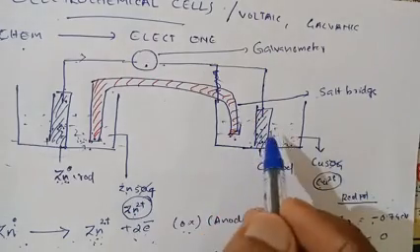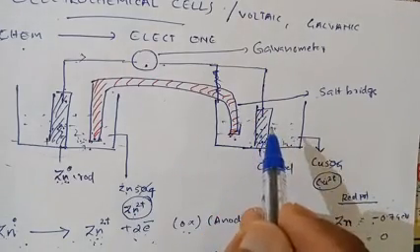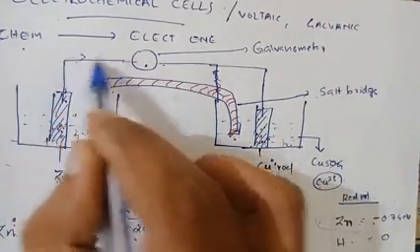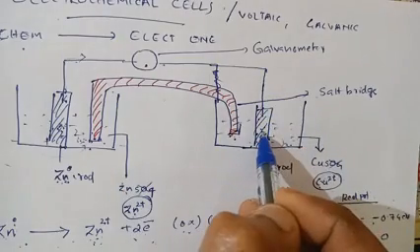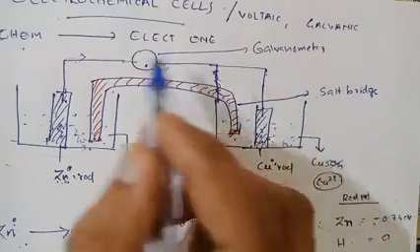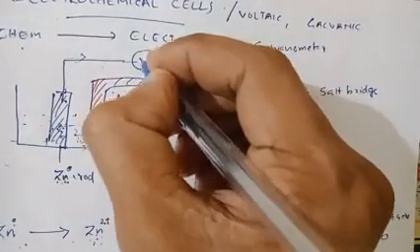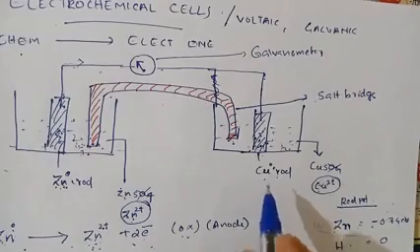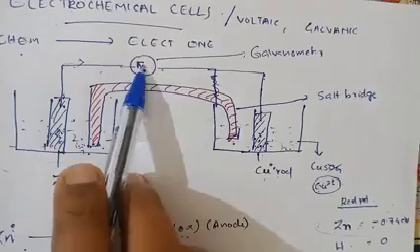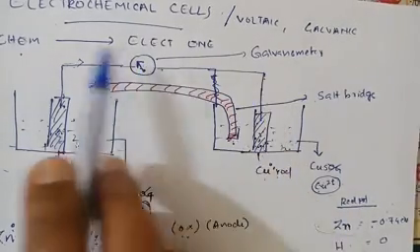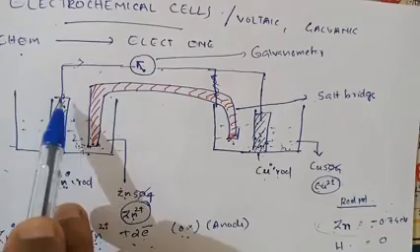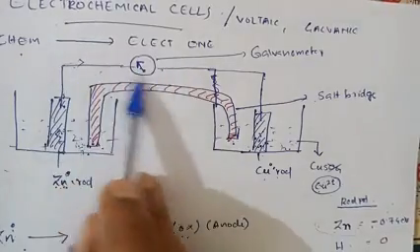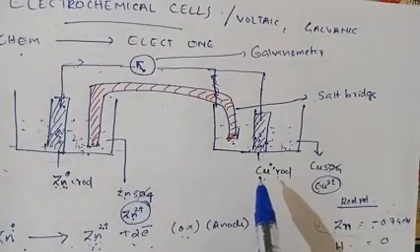But what is the direction of current? Just opposite to that of the movement of electrons. Here the movement of electrons is from zinc to copper, so the direction of current is from copper to zinc. So the galvanometer shows a deflection towards the left side. It indicates that the direction of current is from copper to zinc. Why is it like that? The direction of movement of electrons is from zinc to copper, so the direction of current is just opposite, which is indicated by the galvanometer.